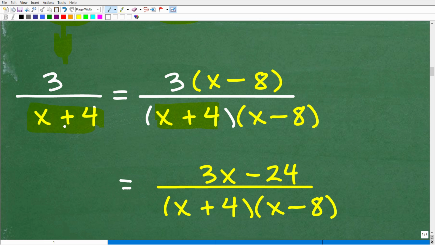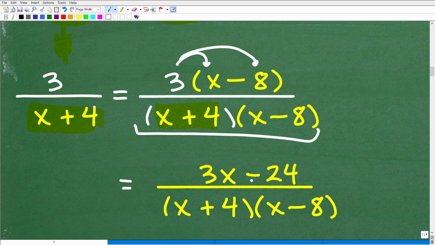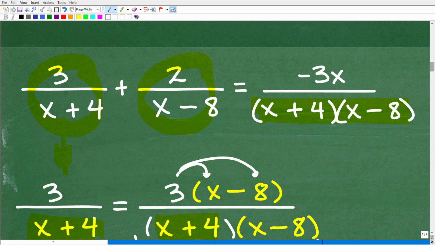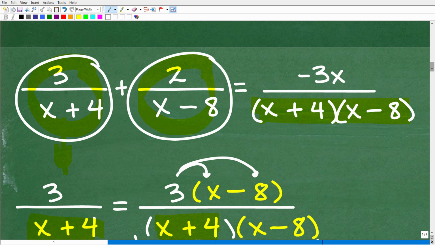All right, so here, again, we're going to multiply both the numerator and denominator by x minus 8 so that the denominator is the LCD, and that's what we want. And we'll clean up the numerator here. We'll just distribute this 3 into x and this 3 into 8. So we have 3x minus 24 over the LCD. Okay, so that is taking care of this rational expression. Let's go ahead and do this one right here next.